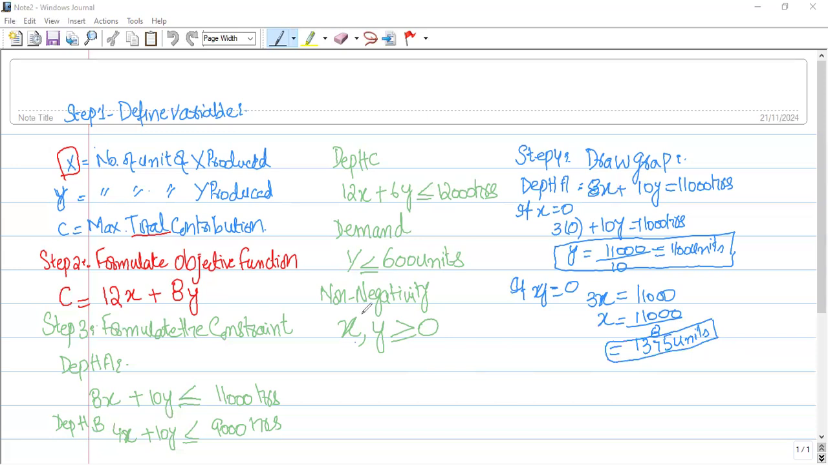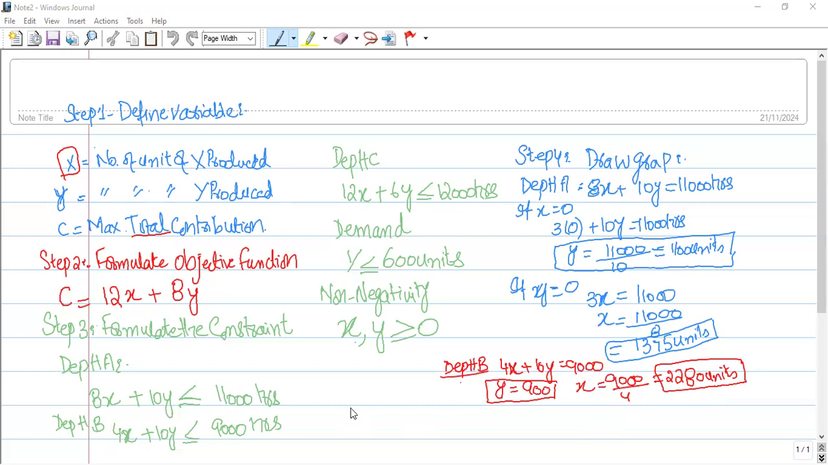Department B. Now I will solve it directly. The equation is 4x plus 10y is equal to 9,000. If x is equal to 0, then y is equal to 900 units. If y is equal to 0, then how many units of x? 9,000 divided by 4, it becomes 2250 units. These are the units.